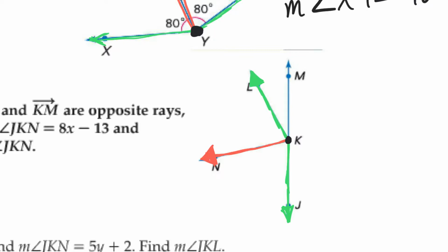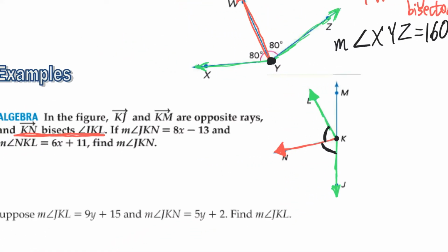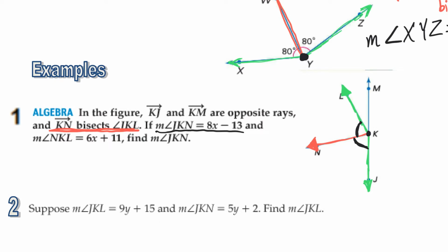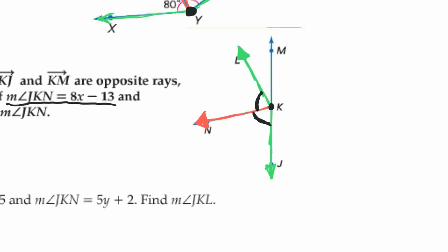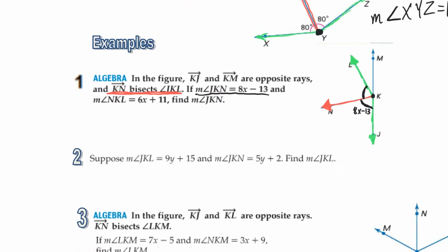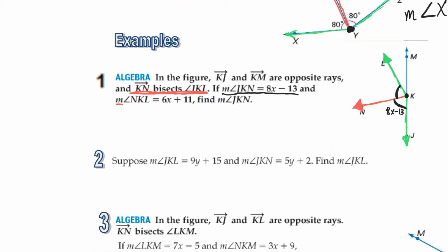So up here, the red ray, it said that KN is the bisector. It cuts this green angle exactly in half. So what do I know about this angle and this angle right here? They're both equal. So this angle right here and this angle right here are equal to each other. Now let's look at what it says about the measurement of those. Right here it says JKN is 8x minus 13 degrees. They didn't put that, but that's what it is. And then angle KL is 6x plus 11.